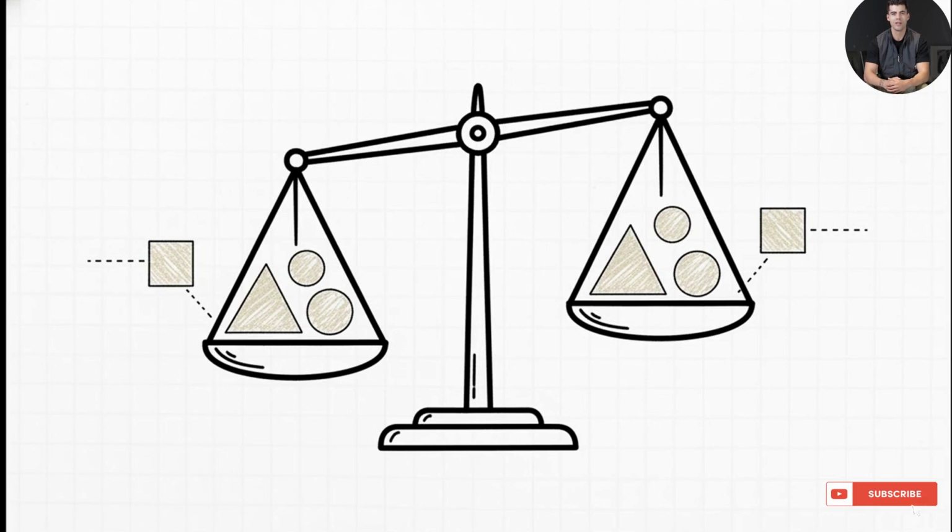Think about it like this, a perfectly balanced scale. That's what an equation is. And this brings us to the one absolute golden rule of algebra. Whatever you do to one side of the equation, you have to do the exact same thing to the other side. You gotta keep that scale balanced. Seriously, if you remember that one rule, you can solve pretty much anything.